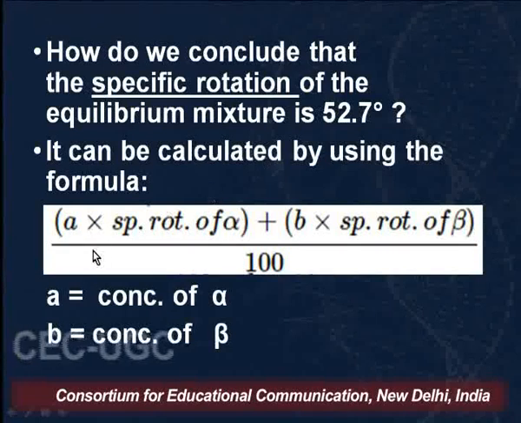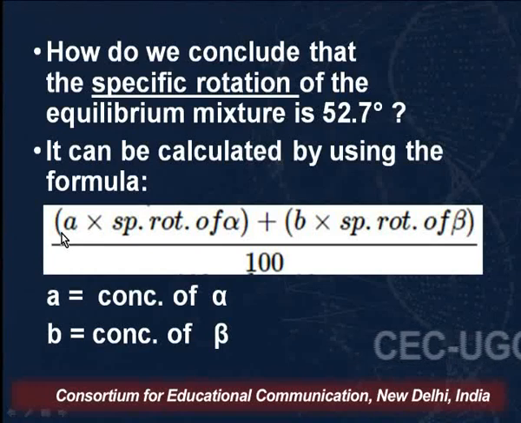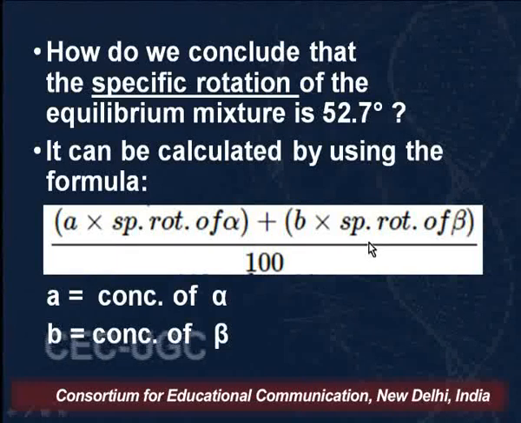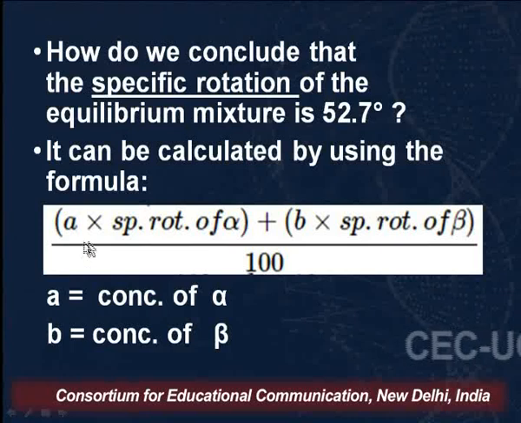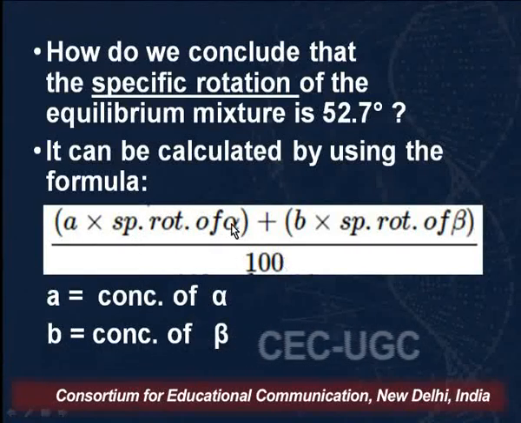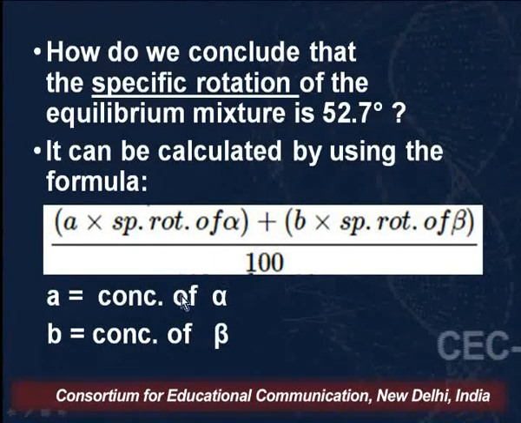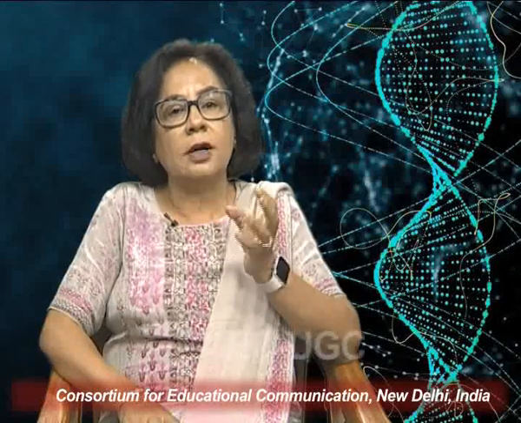52.7. Another question which can be asked is that they give you the specific rotation of the equilibrium mixture, the specific rotation of the alpha form, and the specific rotation of the beta form, and then ask you the concentration of alpha or of beta in the aqueous solution. You will still use the same formula and find out the concentrations.